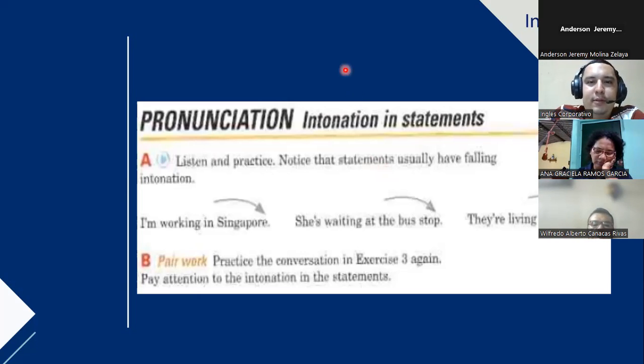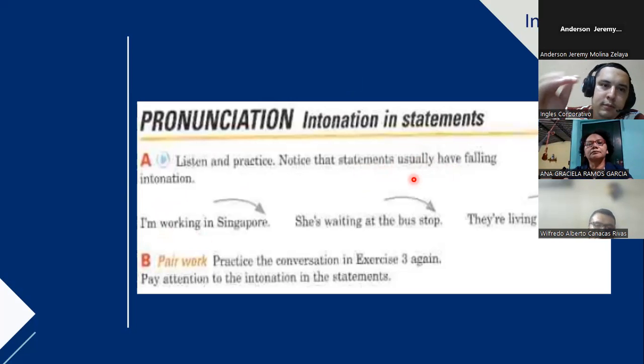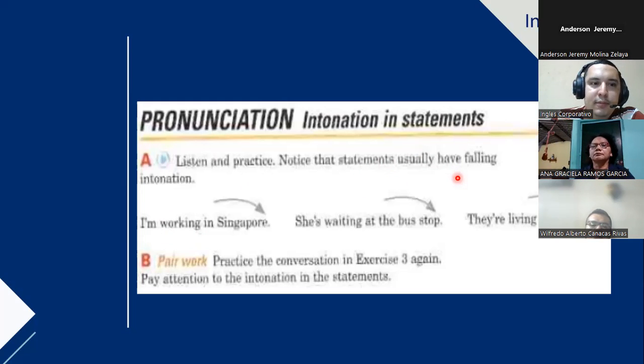Okay, here we have the statement, which usually has falling intonation. What does it mean to have falling intonation, guys? You see? That the intonation is going down. That is what having falling intonation means. And what about rising intonation? The intonation that is going up. Okay, the falling intonation is the one that is going down, and the rising intonation is the one that is going up.